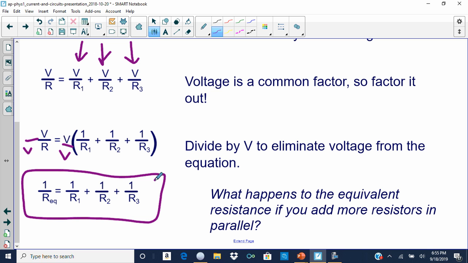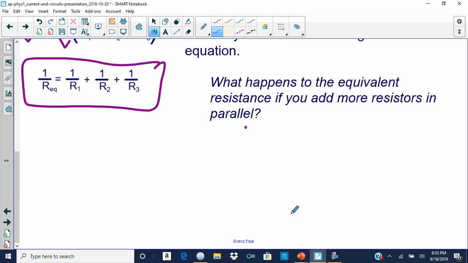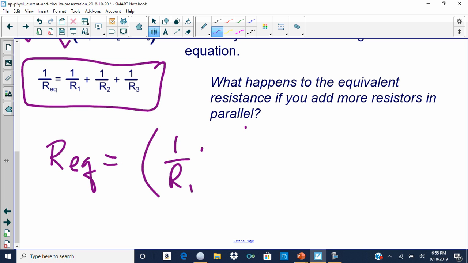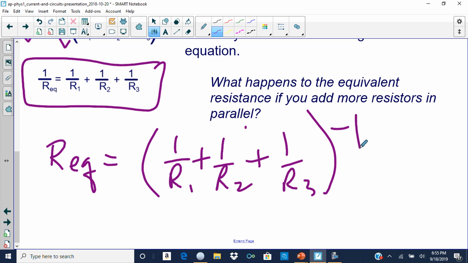So the equivalent resistance of a parallel circuit is equal to 1 over R1 plus 1 over R2 plus 1 over R3, and then you have to take the inverse of the whole thing. So what I'm going to do is extend this up. R equivalent is going to be equal to 1 over R1 plus 1 over R2 plus 1 over R3, all to the negative 1 power.